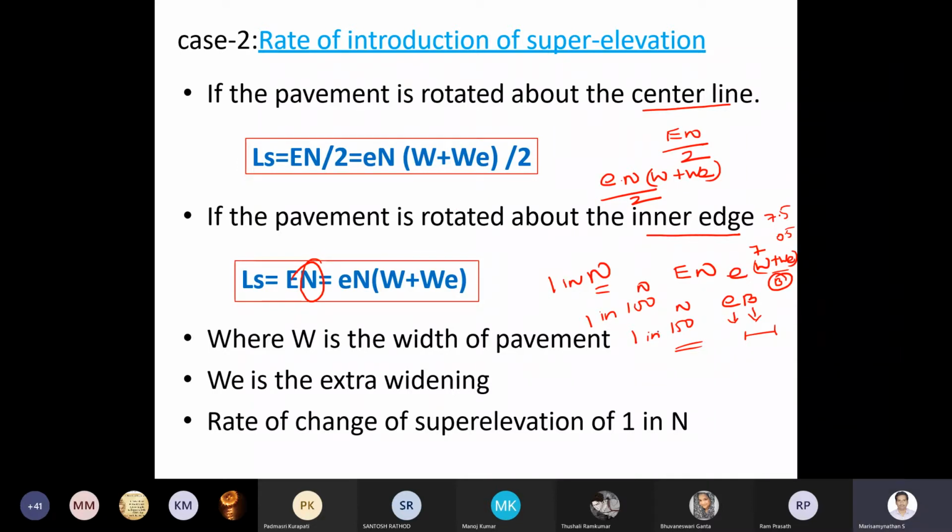Else, if it is not given directly, or a percentage or something is given, in the last class I showed how to convert to 1 in N or 1 in X. That way you have to change your equations and values, then you can identify the N value. In case they want to make it a trick in that particular equation, it might be one of the simple indirect components which needs to be estimated using simple mathematical logic. So this is with respect to the rate of introduction of super elevation.